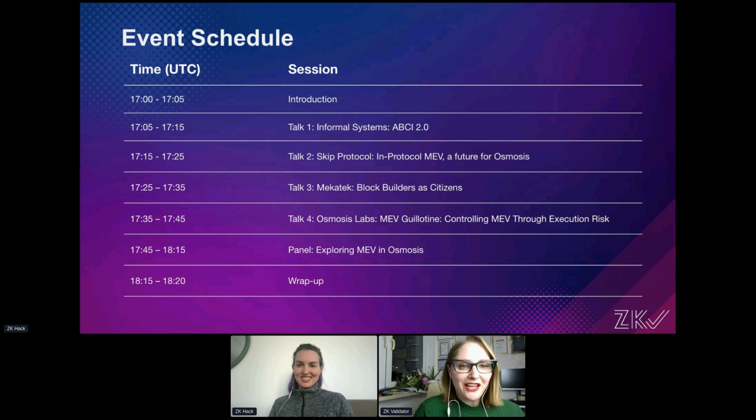What is the event schedule? I'm pretty sure you already saw it when you were registering, but let's go through it once again. So now we are at the introduction. We have 4 amazing talks. We have 4 different teams that are going to present today: Informal Systems, Skip Protocol, Mekatek, Osmosis Lab. And at the end, we're going to have a panel.